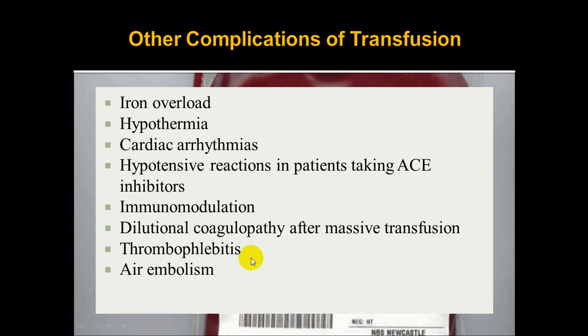Thrombophlebitis at the site of insertion of a central line or peripheral line, and air embolism. Air embolism means the giving sets contain a lot of air that can pass into the venous system and cause air embolism. On the venous side, up to 300 cc of air can cause air embolism, while on the arterial side, if the blood is given through the arterial side, like those patients with central lines, up to 3 cc of air can cause air embolism, which is a fatal complication.